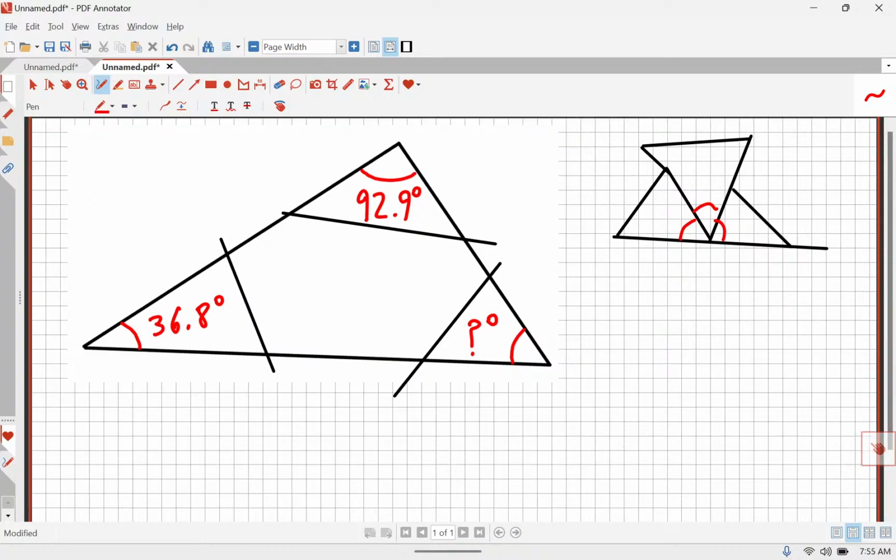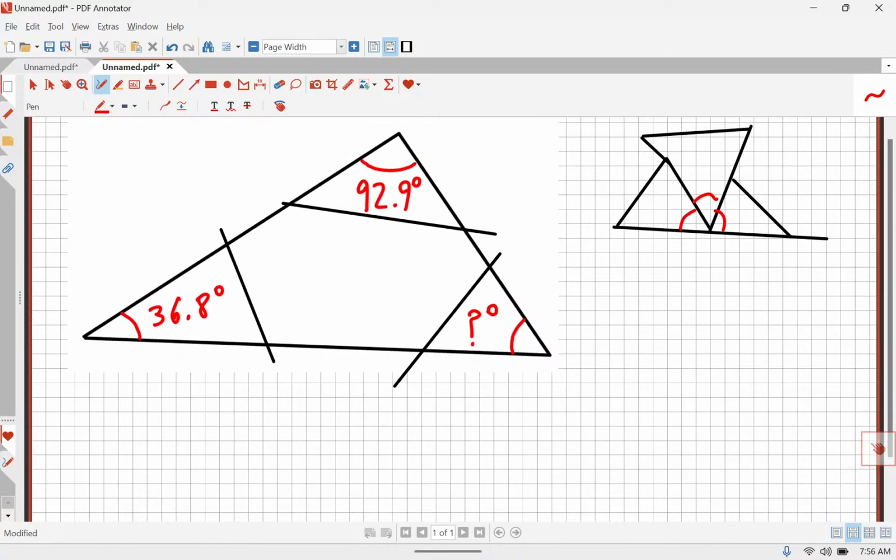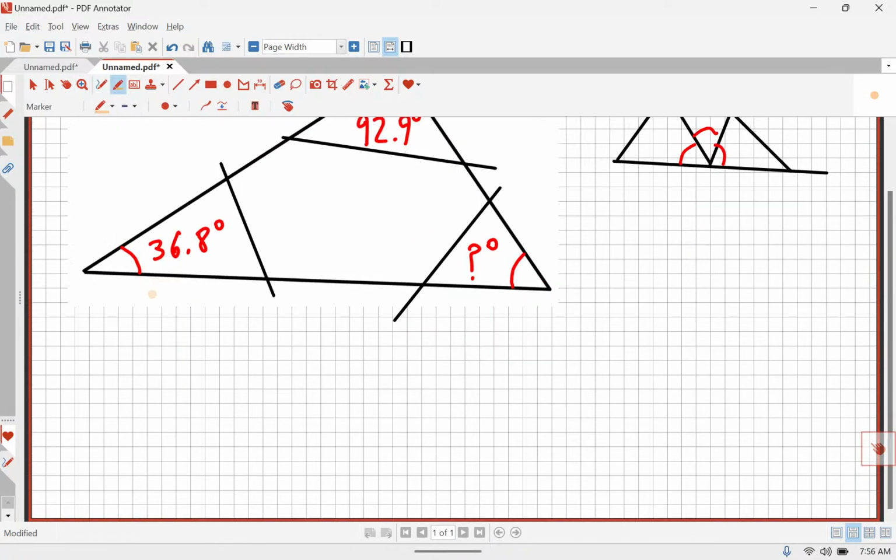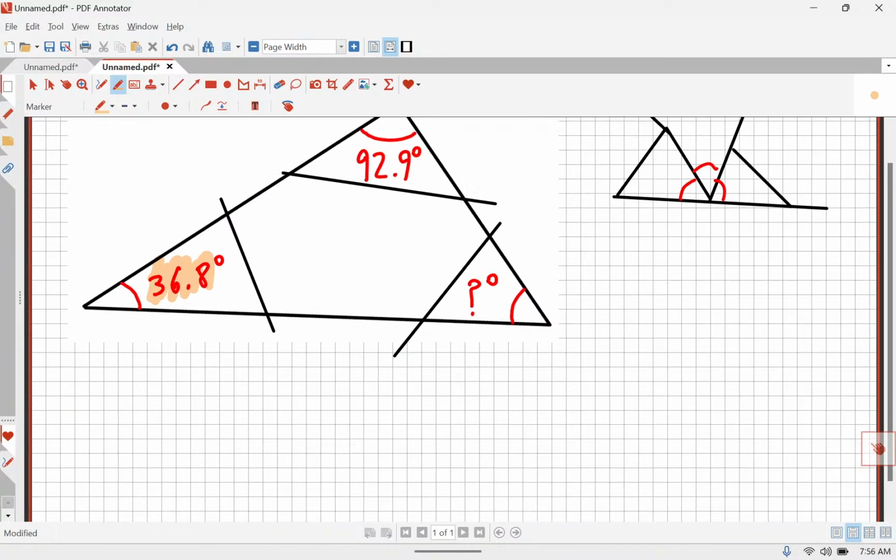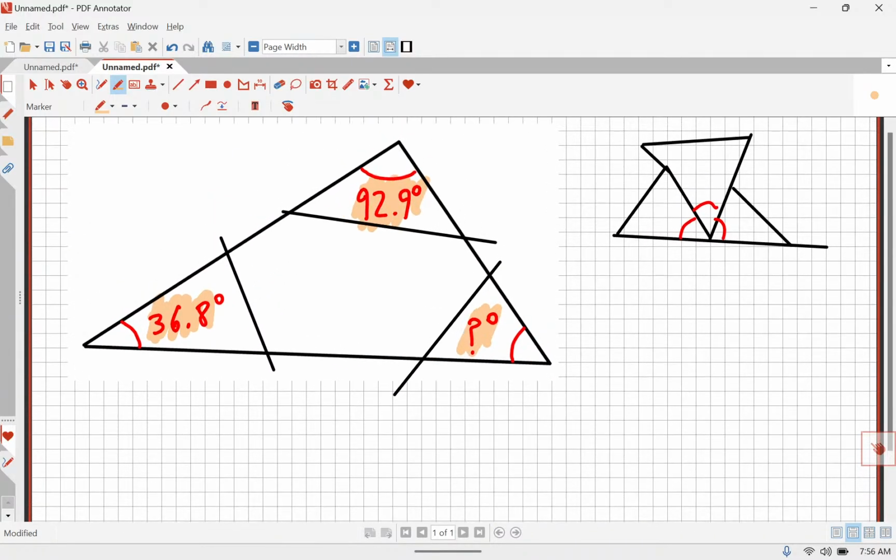So Kennedy, all three of these angles have to do what? They have to add up to 180 degrees. So if I know that this is 36.8 degrees, and I know that this is 92.9 degrees, how can I find out what this mystery angle is? Yeah, add them together and take it away from 180.